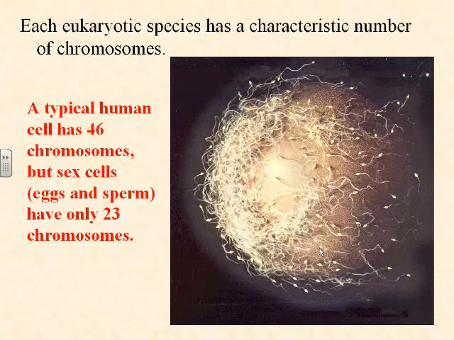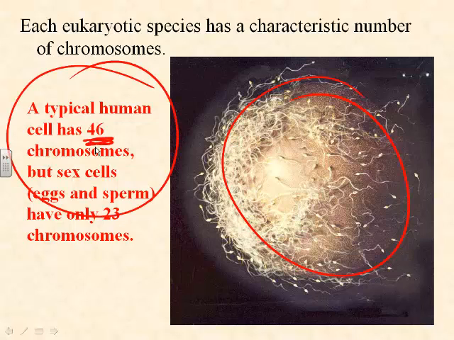Here is an example of a eukaryotic cell. Now, we talked about this actually is an egg with a bunch of sperm trying to fertilize it. Now, we as humans, we have 46 chromosomes. An egg would have 23 and a sperm would have 23, so that when they fertilize together, you get that combination of 46.